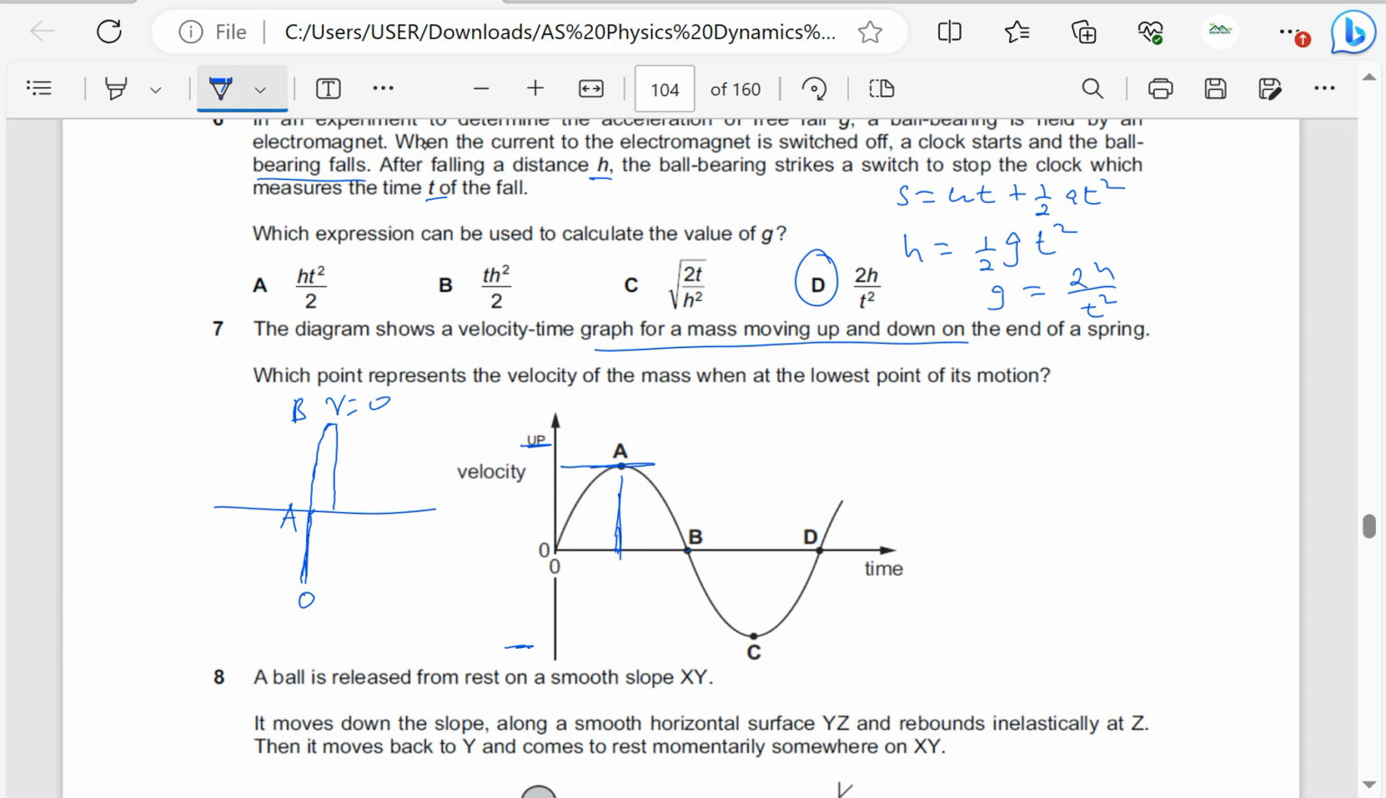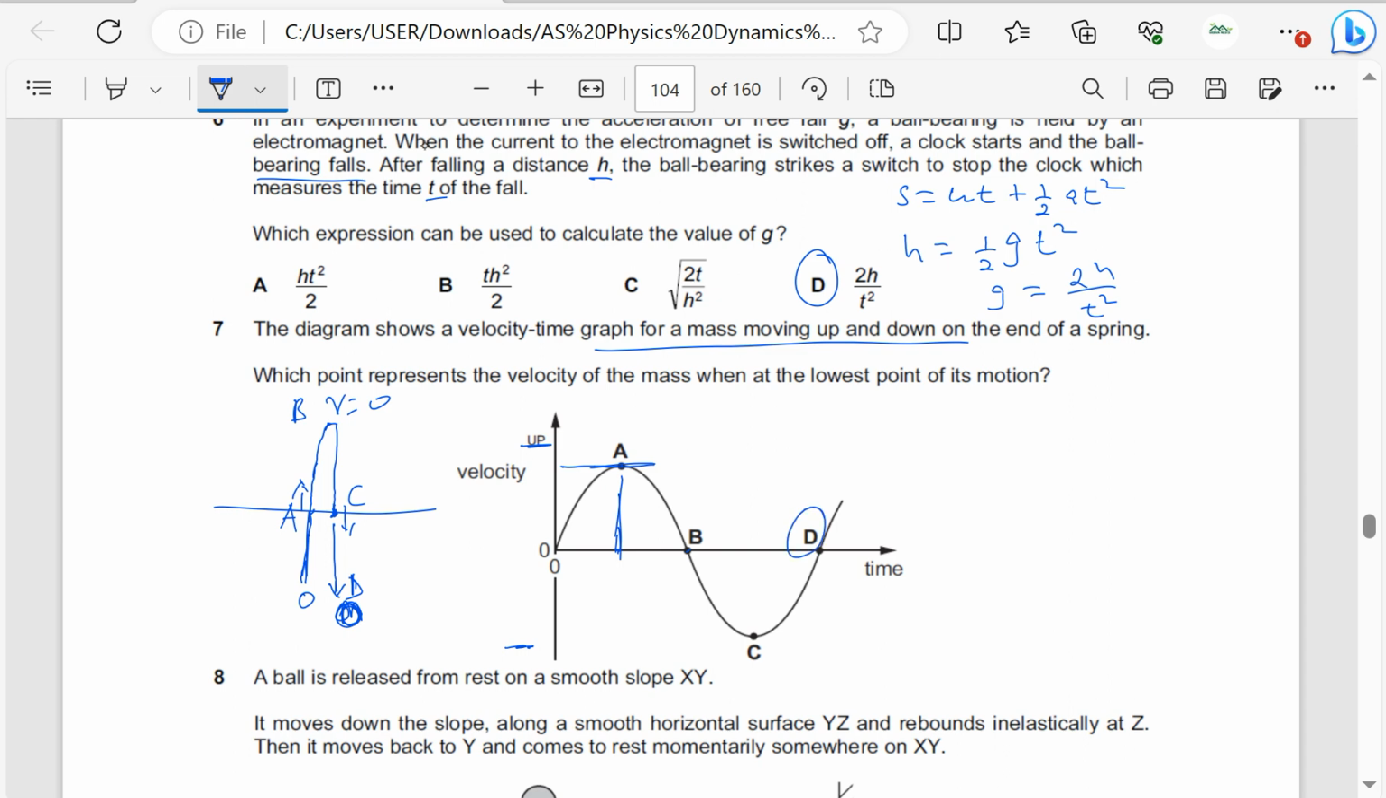Now when it is falling, it is moving in the opposite direction. It is passing equilibrium again, so this is point C. Velocity is maximum here, in this direction, whereas before it was maximum in the other direction. Then it goes to the lowest point where velocity is again 0, at point D. So which point represents the velocity of the mass at the lowest point of its motion? The answer is going to be D.